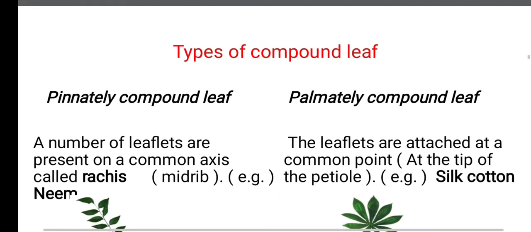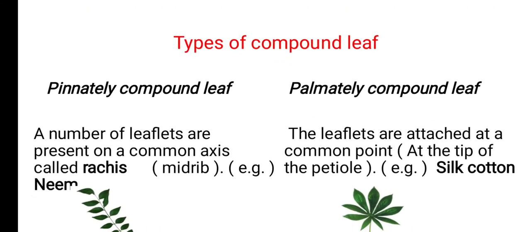Then, types of compound leaf. As we all saw already, leaves are categorized into two, a simple leaf and a compound leaf. Again, there is a variation in the compound leaf itself. A compound leaf is again divided into two kinds. One is pinnately compound leaf, another one is palmately compound leaf.